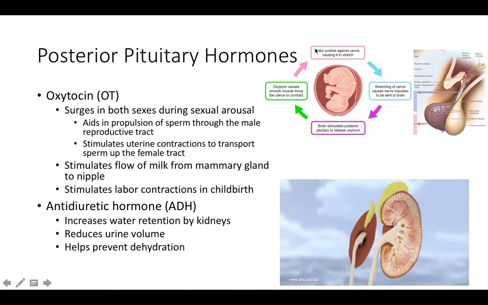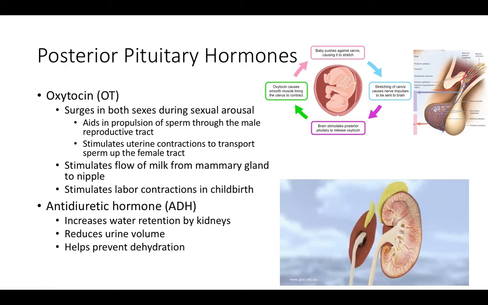We get more stretching, more nerve signals, more stimulation of the pituitary gland to secrete oxytocin, and then again that oxytocin travels back to the uterus for more contraction. And this happens over and over again until the baby's born. But again, we'll talk about that when we talk about positive feedback loops. And then the second posterior pituitary hormone that we're going to talk about is ADH.